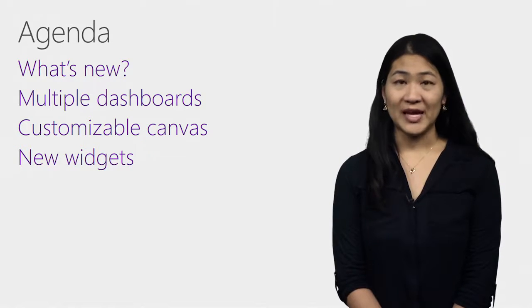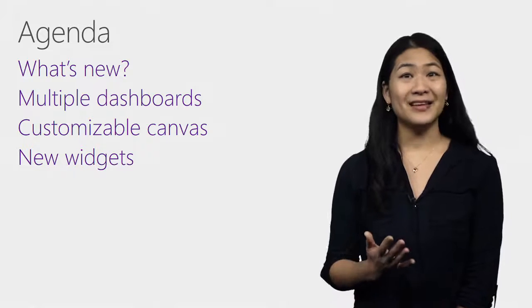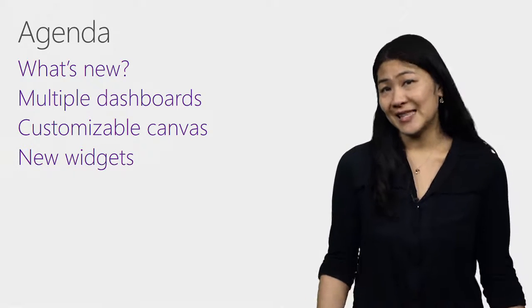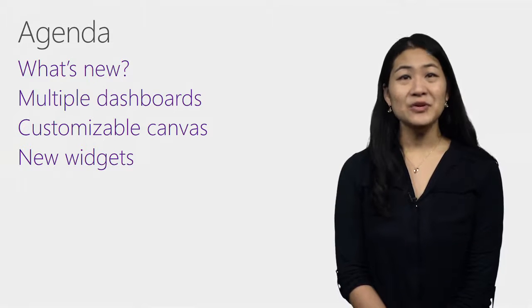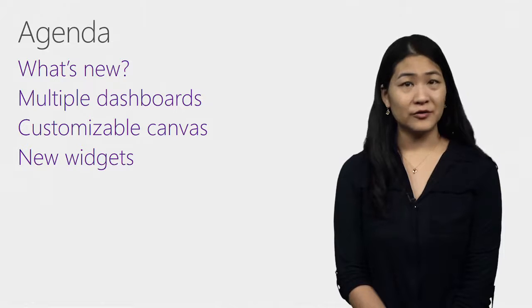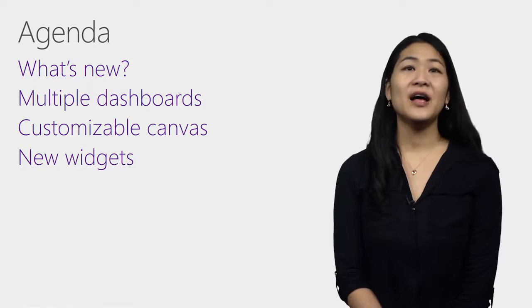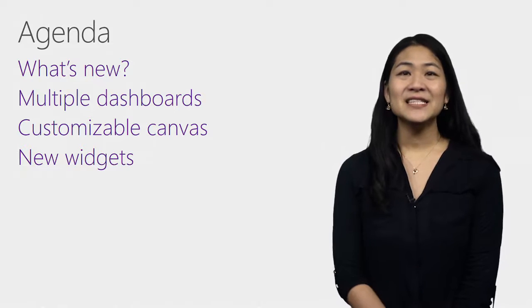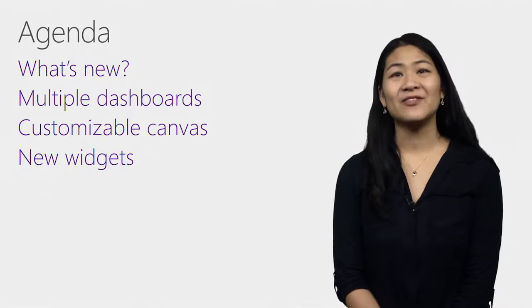So in the previous home page, you really could only have one. You could only have a small section to pin new widgets, and you couldn't customize anything else on that page. In the new dashboards, you can have multiple dashboards. One for your sprint overview, one for your shipping features, one for your code health, one for your active bugs, anything you can imagine. The next thing I'll show you is having a customizable canvas.